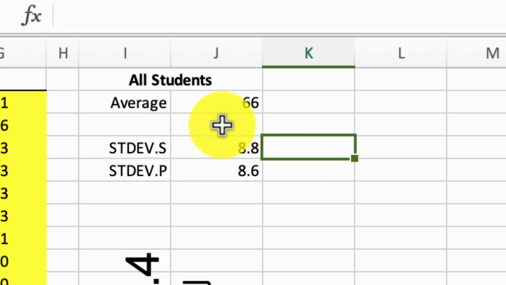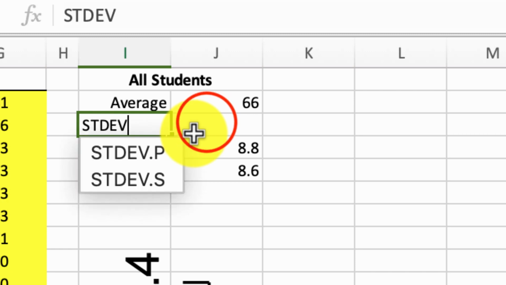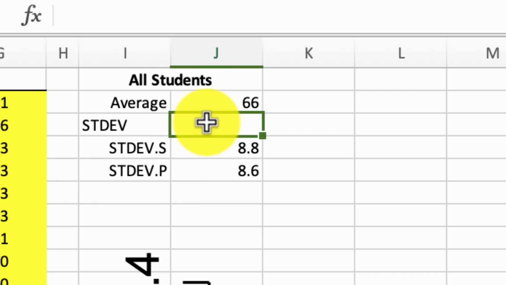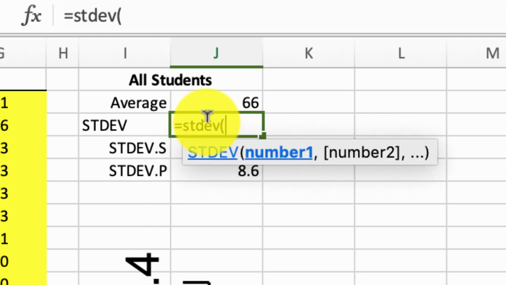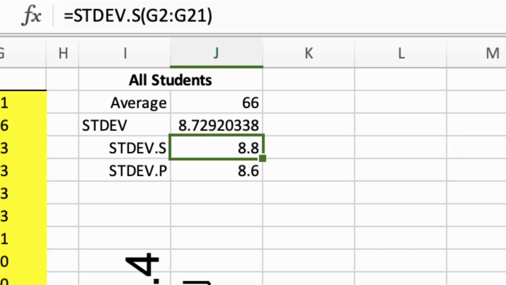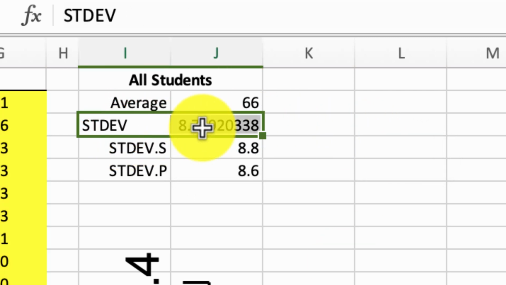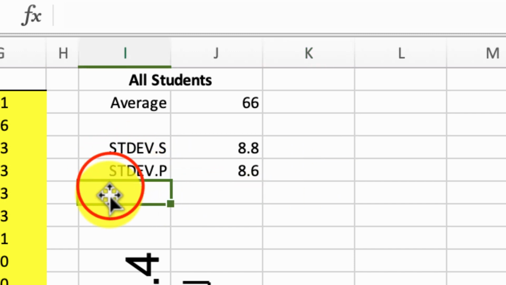So in the old days of Excel, there was one calculation called STDEV, and that's all it was. And actually, if you type in STDEV and leave it at that, it does still work. You can still calculate standard deviation using that, but that's an old way of doing it, so we're not going to focus on that. Instead, we're going to focus on these two here. We have STDEV.S and STDEV.P.